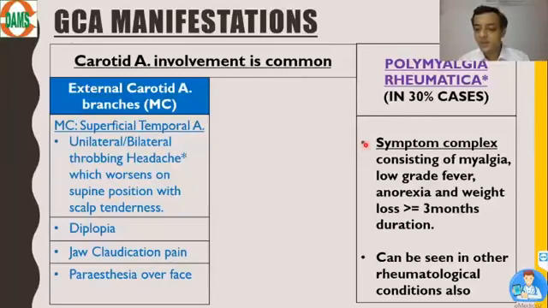So what is a symptom complex? It consists of myalgia, low grade fever, anorexia and weight loss for a minimum duration of 3 months. Please look at this carefully.